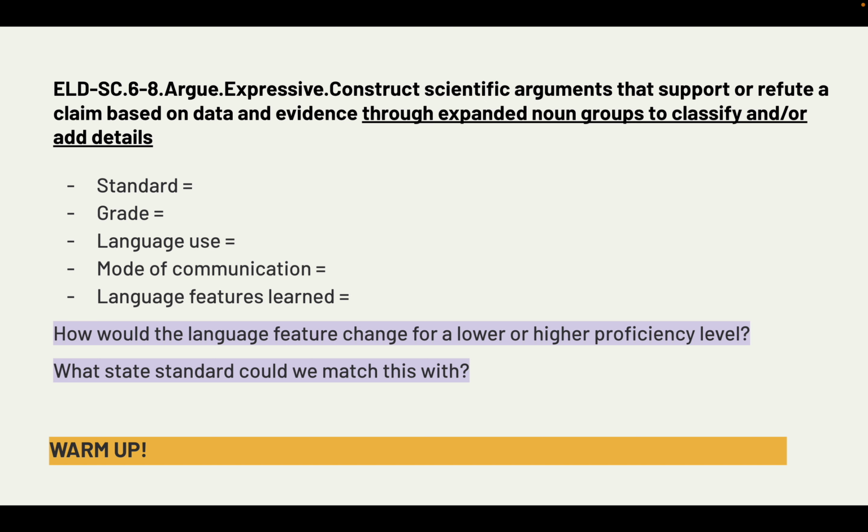So on this slide, we have a warm-up. I've pulled a WIDA standard and I want us to break it down by standard, grade, language expectation or use, the mode of communication, or domain, and the language features that will be taught or learned.